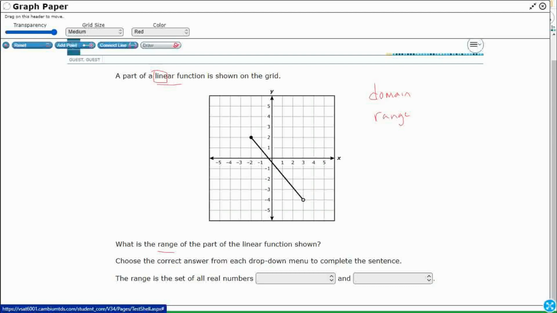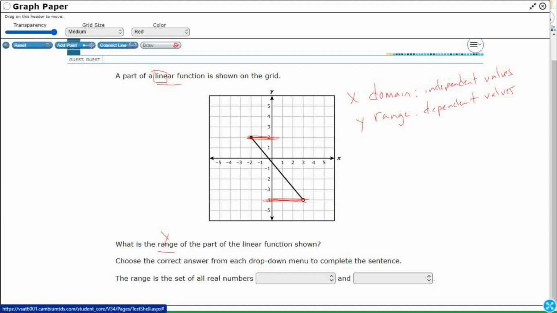Those two terms are not on the reference materials. Your domain is the set of all independent variable values, and most of the time those independent values are going to be your x values. The range is the set of all possible dependent variable values. Typically when we're looking at a graph, we'll call it the y values, but sometimes it's f of x, g of x, h of x, things like that. We're looking at range, which means we need to look at the y. This goes from here to that 2 to that -4.